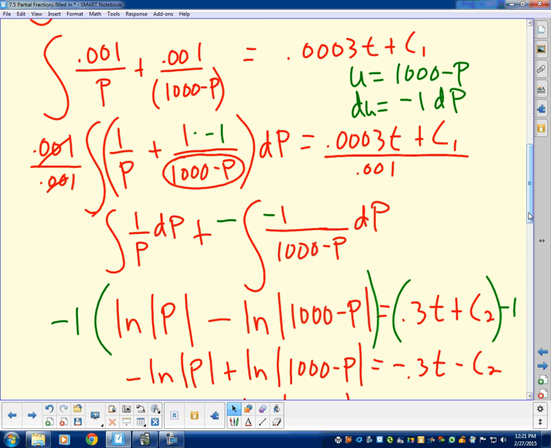So first thing I did was I went ahead and divided through by 0.001. Are we okay with that? Just pulling that thing out and dividing it out, and trying to get rid of some of the decimals on the left before I integrate it. And then here in green, I'm just trying to show you that when I integrate 1 over 1,000 minus p, I am going to have a negative ln there. That's what that's demonstrating.